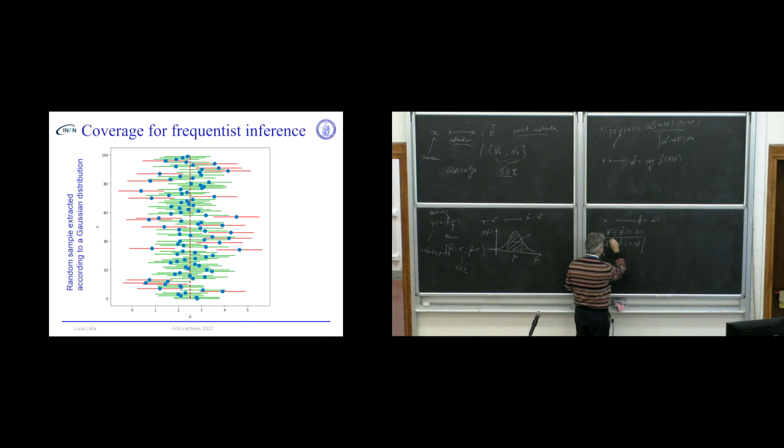This property is called consistency of the estimator. An estimator is consistent if, on average, the estimator is equal to the true value. If I have an expected value of the estimator which is different from theta, and this difference is different from 0, the difference I call the bias of the estimator. So I would like this to be unbiased.